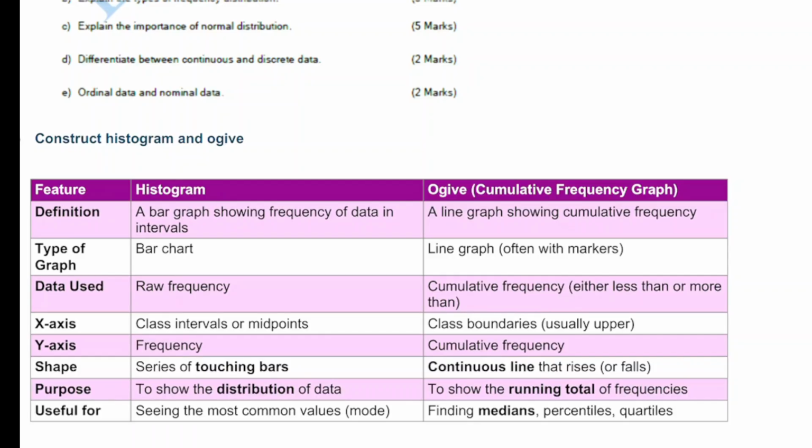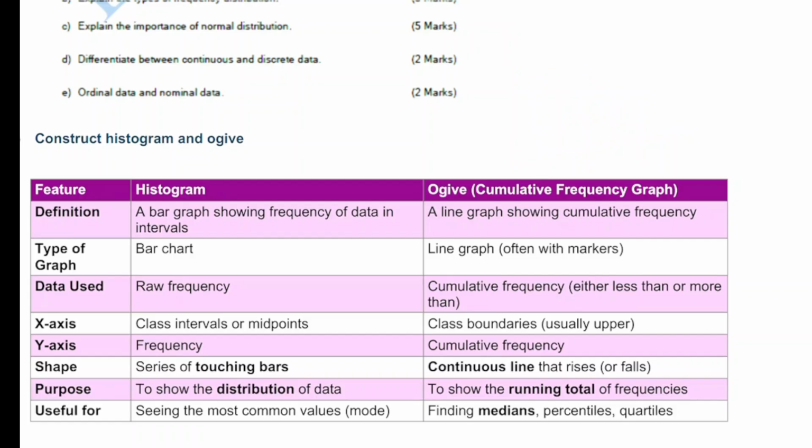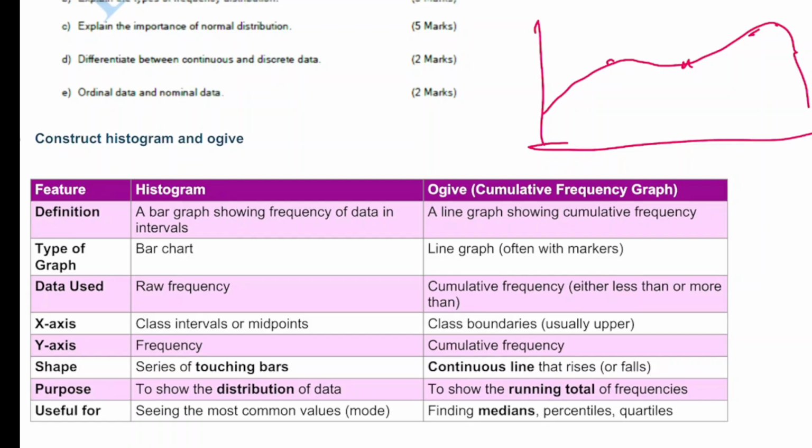Please note the word bar is a sort of columns. OGIF is a line graph. So one is a bar graph, for example, it has columns like this. This is a histogram. And the other one is something like this, moving like this, so it's a line with dots. That is a line graph. So one is a line graph, the other one is a bar graph.